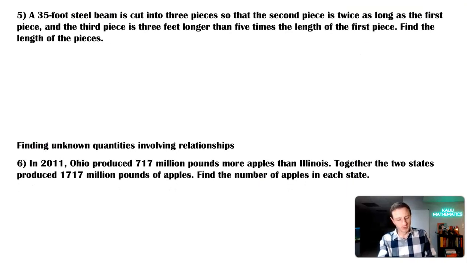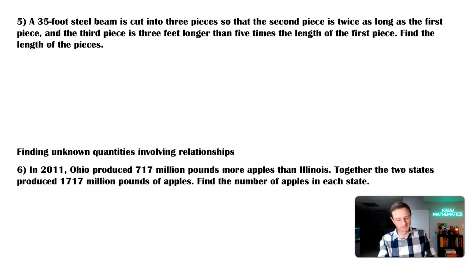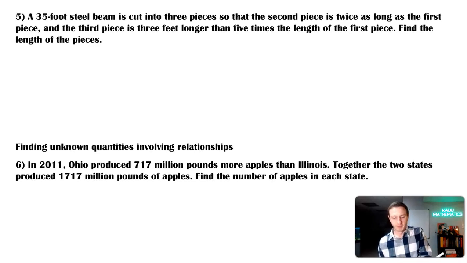Let's take a look at another one of these scenarios. A 35-foot steel beam is cut into 3 pieces so that the second piece is twice as long as the first piece, and the third piece is 3 feet longer than 5 times the length of the first piece. Find the length of the pieces. A lot of people will get overwhelmed with this type of problem. Like they'll read that and they'll be like, I don't even know where to start. Like there's just a lot.